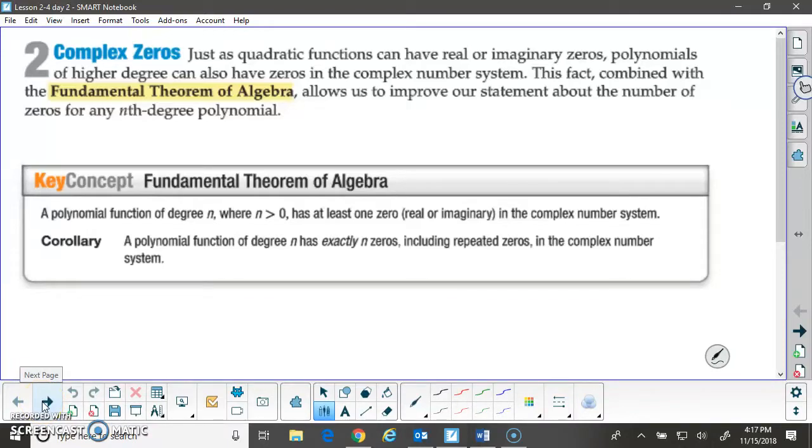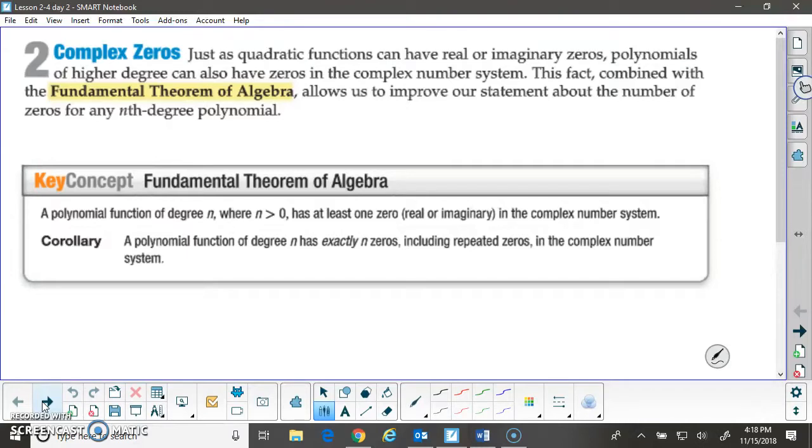Part 2 of Lesson 4, Chapter 2 is on two theorems. The first one is the fundamental theorem of algebra. And the fundamental theorem of algebra simply says that if the degree is n, that means that there are n zeros for that polynomial. Now, sometimes your zeros will be real zeros, and sometimes your zeros will be imaginary zeros. But a third degree polynomial is going to have 3 zeros.